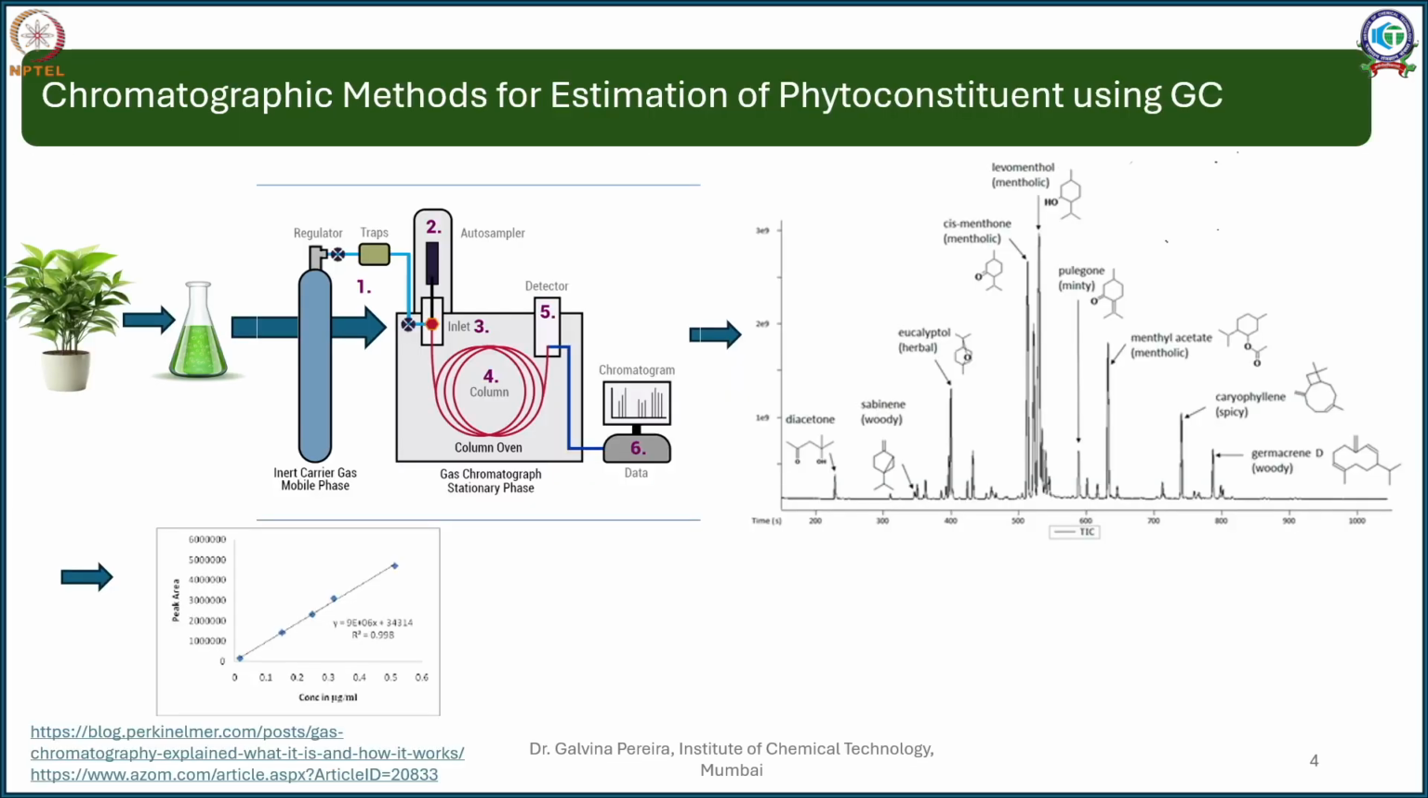So what is this gas chromatographic method? Gas chromatographic method, as the name indicates, uses gas as a mobile phase, and the chromatographic separation is carried out on a stationary phase which might be a liquid or which might be a solid. If this stationary phase is solid, it is referred to as gas solid chromatography, and if this stationary phase is a liquid, in that case it is referred to as gas liquid chromatography.